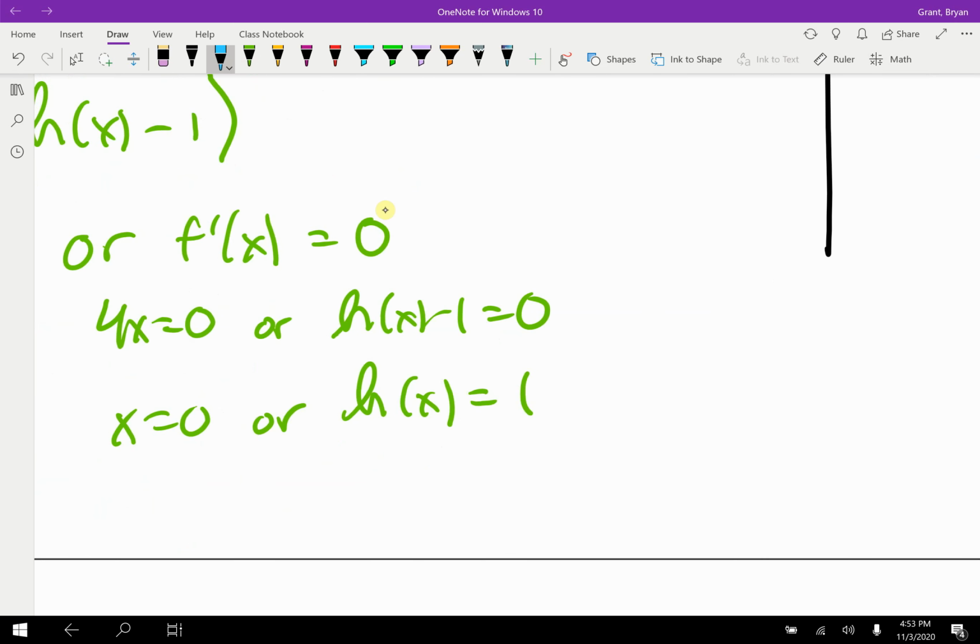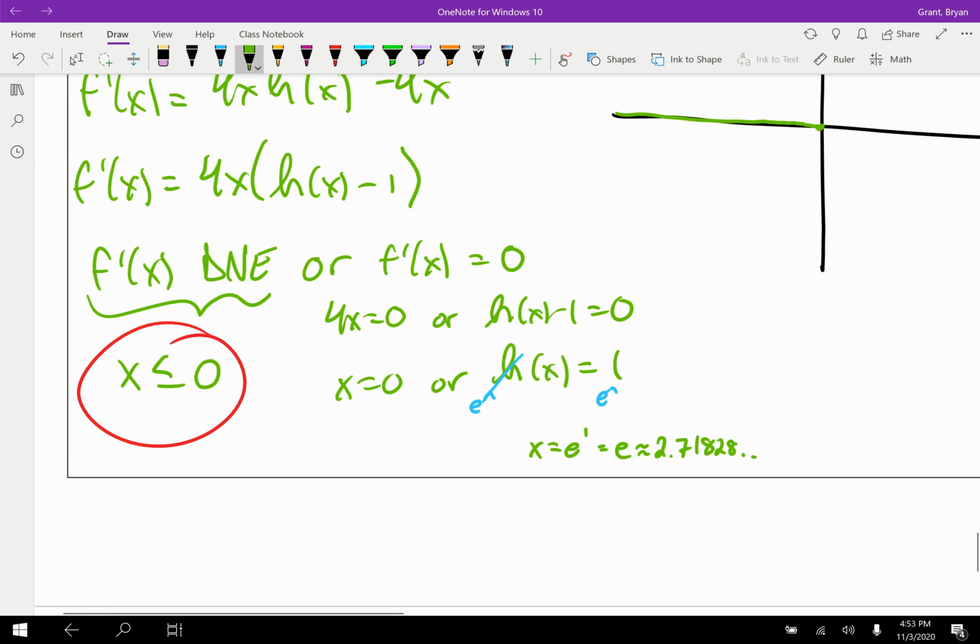Don't forget to undo natural log. We do e to the power of each side, and that gives us x equals e to the first, which is really just the number e. Remember, that's 2.71828, and so on and so forth. Okay, so it looks like we have two critical points.